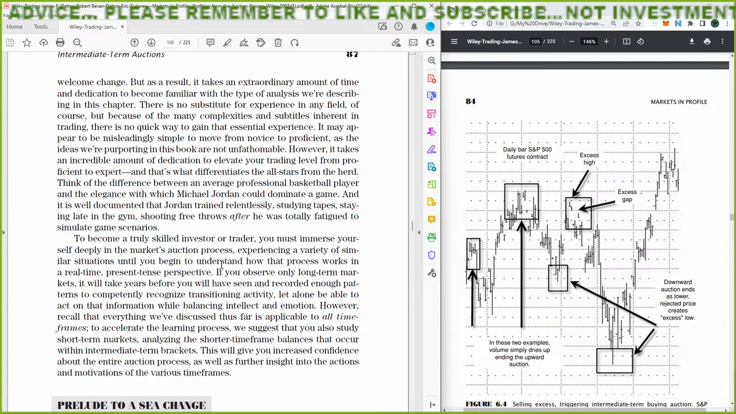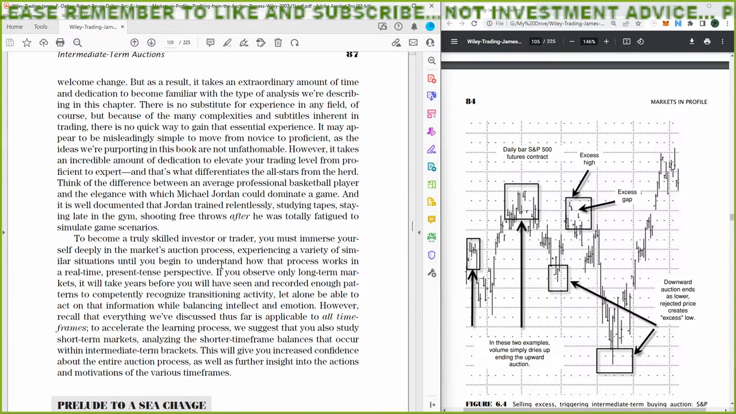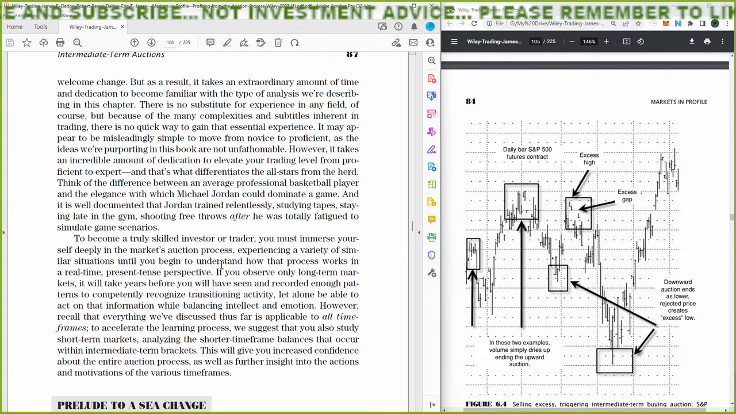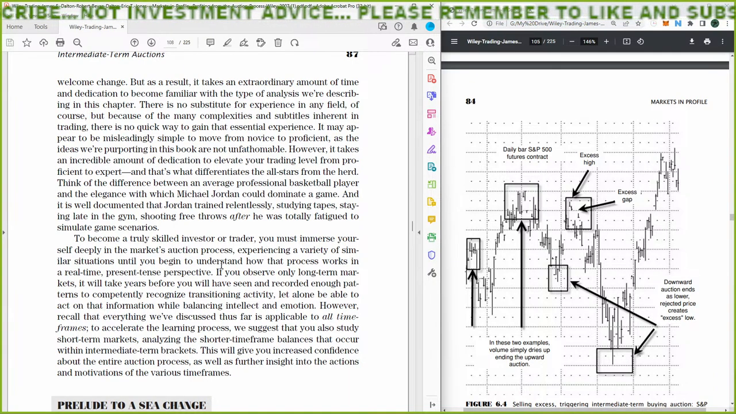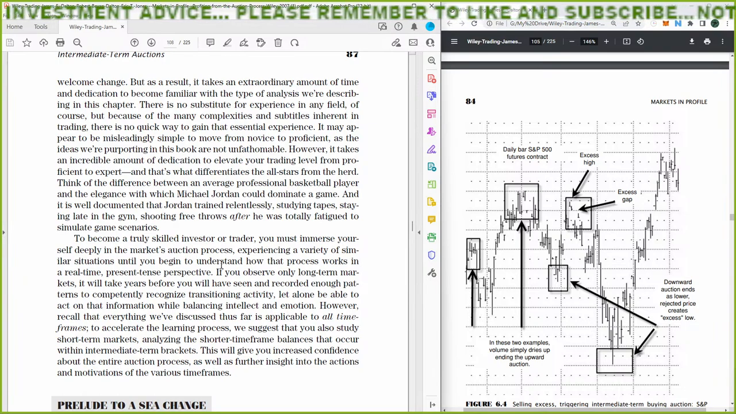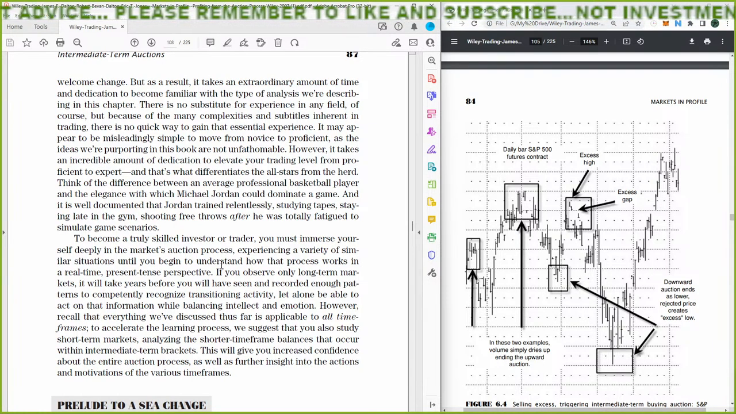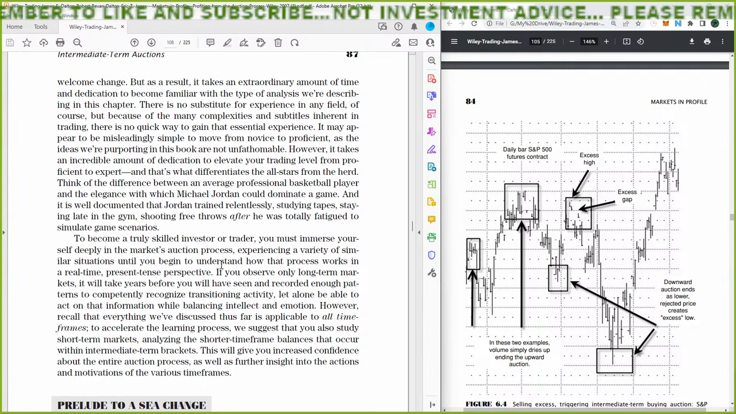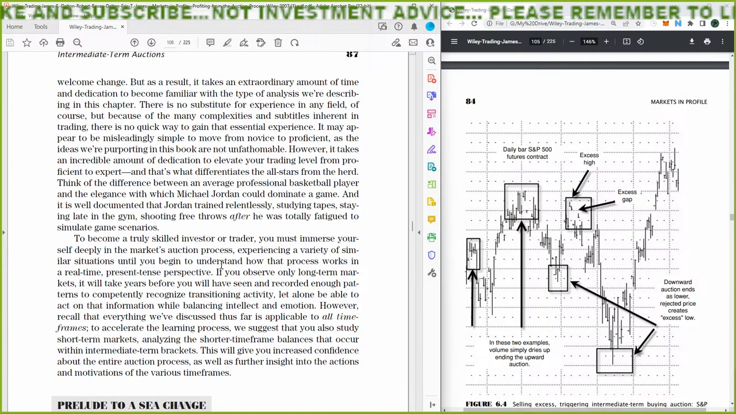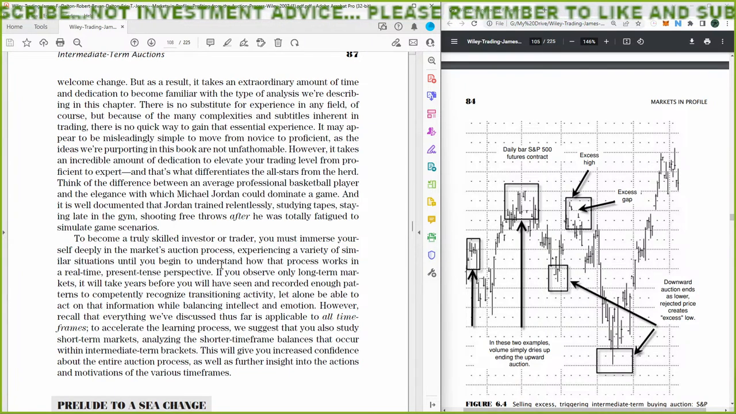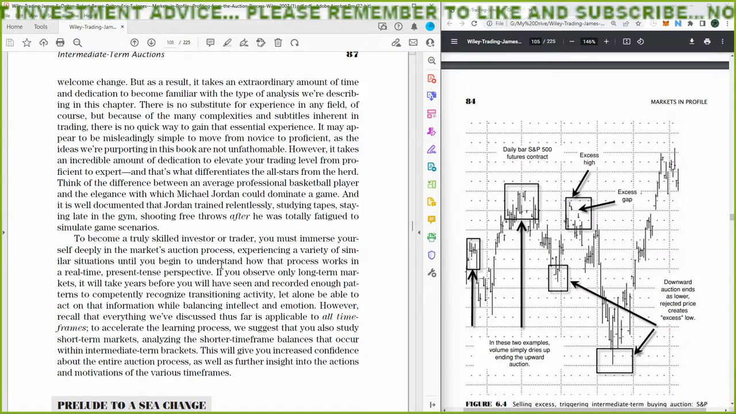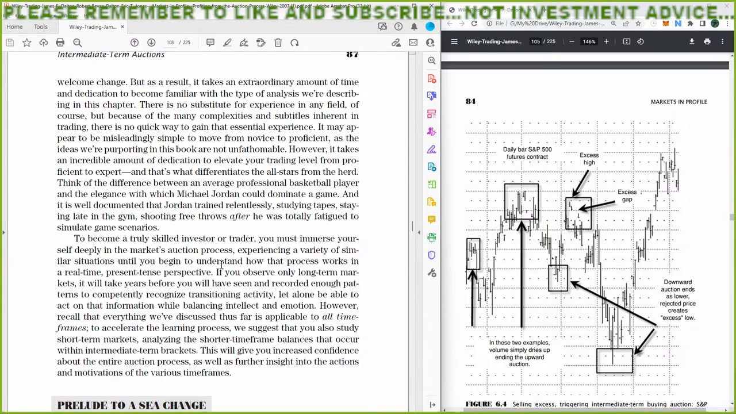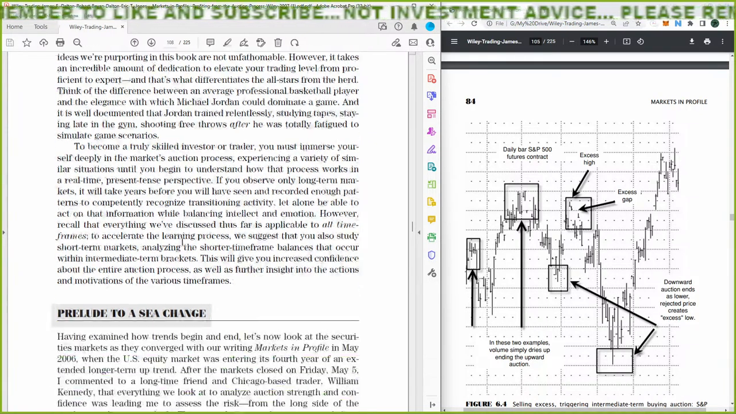It may appear deceptively simple to move from novice to proficient, as the ideas we're promoting in this book are not unfathomable. However, it takes an incredible amount of dedication to elevate your trading level from proficient to expert. And that's what differentiates the all-stars from the herd. Think of the difference between an average professional basketball player and the elegance with which Michael Jordan could dominate a game. And it is well documented that Jordan trained relentlessly, studying tapes, staying late in the gym, shooting free throws after he was totally fatigued, and simulating game scenarios.